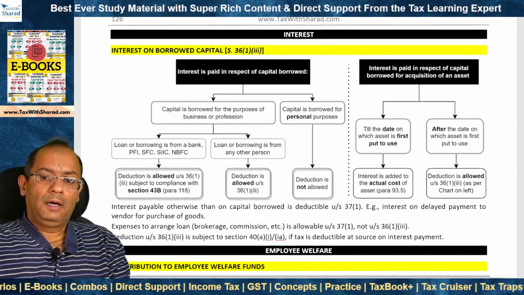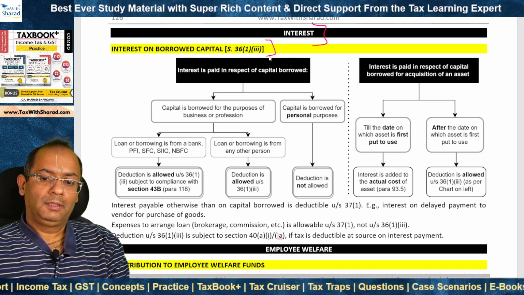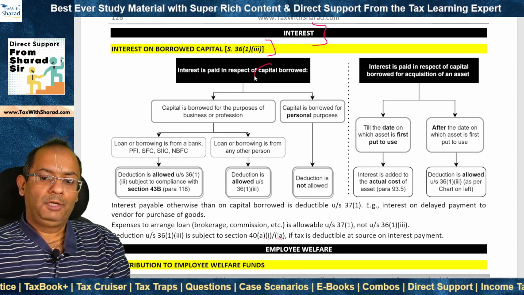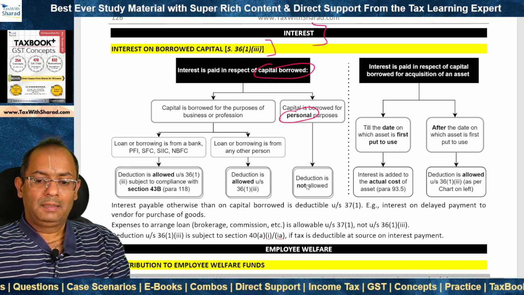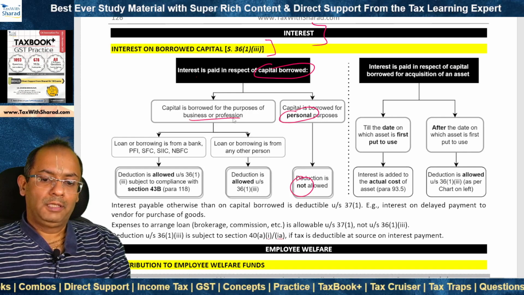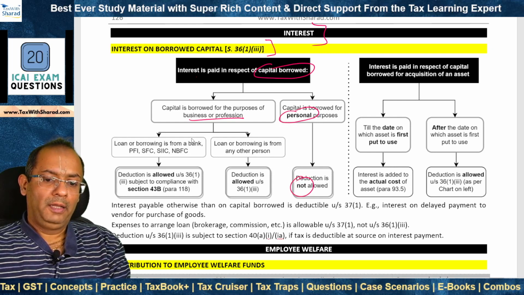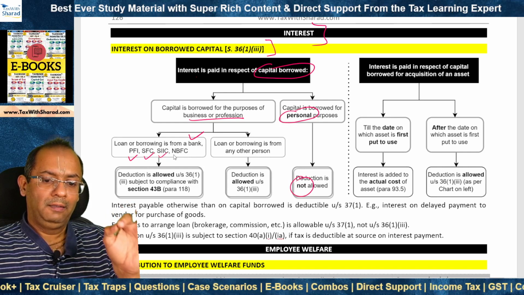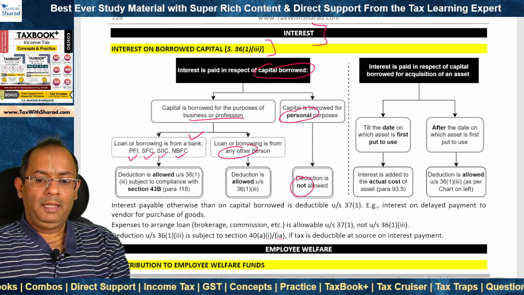Coming now to the deduction on account of interest, and this is provided by section 36(1)(iii). What is covered is interest which is paid in respect of capital borrowed. If the capital is borrowed for personal purposes, deduction is not allowed. But where the capital is borrowed for the purposes of business or profession, deduction is allowed. It depends then on whether the loan or borrowing is from a bank, public financial institution, state financial corporation, state industrial investment corporation, or an NBFC, or whether the loan or borrowing is from any other person.